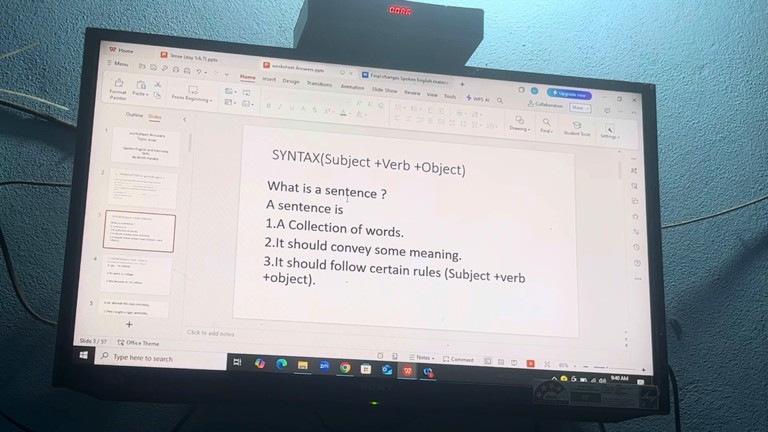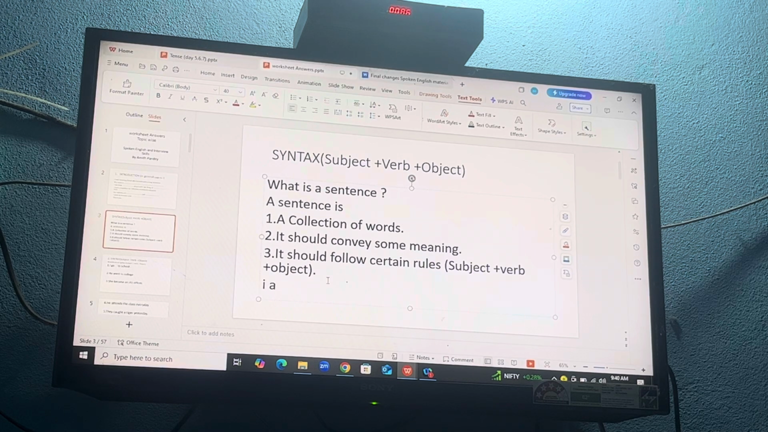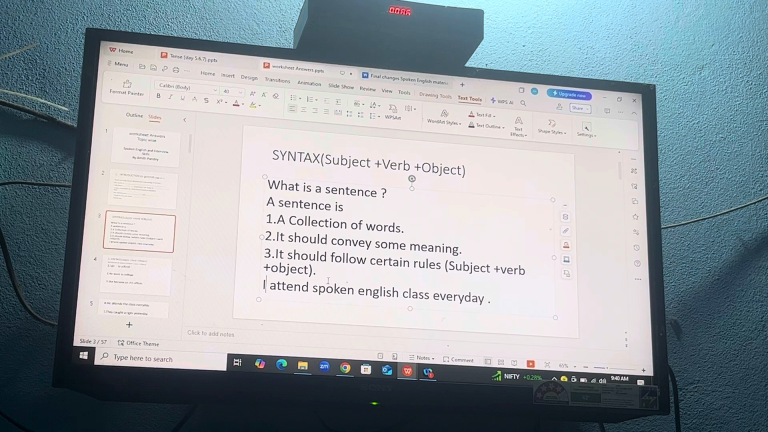Let's get started. Let's say I write one sentence, let me write it for you here. I attend spoken English class every day. Hope it's visible to you. Is it a right sentence or a wrong sentence? Obviously, you can say yes, it's a right sentence. How? Because it is giving a meaning. I attend spoken English class every day. Hope it's okay for everyone.